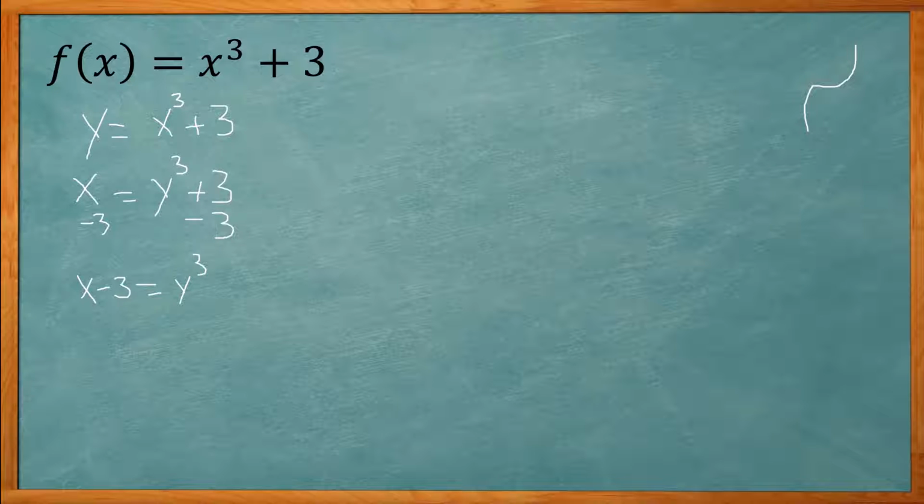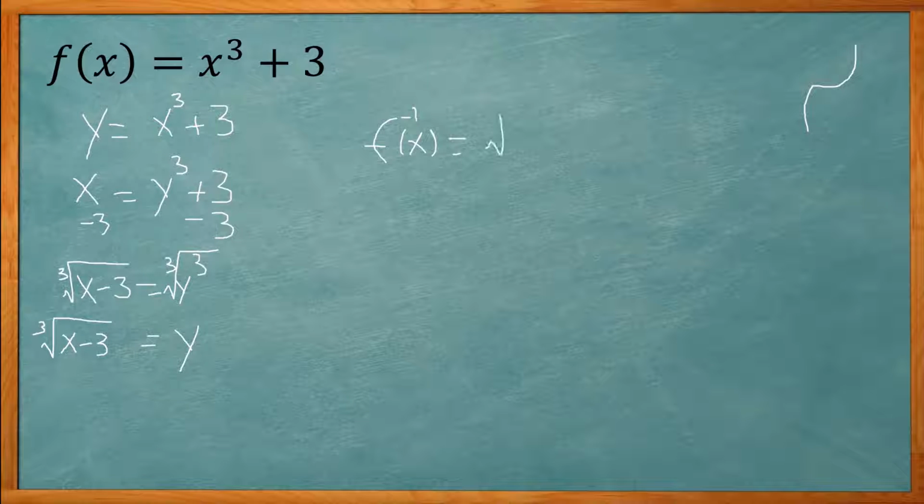Now I get the y by itself. When I had a square, I had to take the square root. When I got the third power, I get to take the third root of both sides. So it leaves me with just a y here, and then the third root of x minus 3. And I can write it in inverse function notation. So f to the -1 equals the third root of x minus 3.